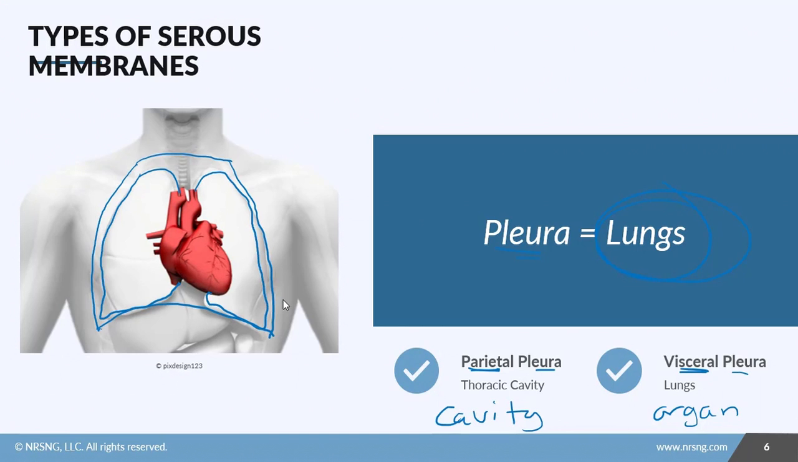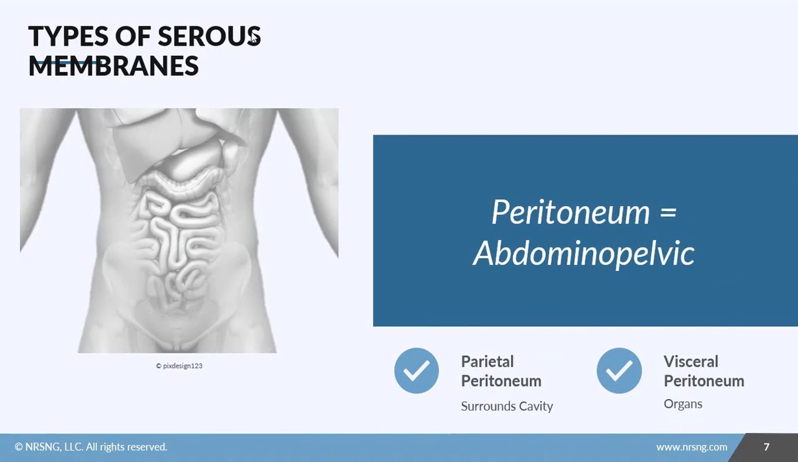Now, when you get to the breathing movements lesson in the respiratory module of this course, you'll also see that there's a fluid in here between these membranes, and that actually helps keep them stuck together so that the lungs don't collapse. That's called the pleural fluid, and it's the watery substance that these serous membranes secrete. So next is peritoneum. The peritoneum is associated with the abdominal pelvic cavity. So again, parietal means cavity. So the parietal peritoneum surrounds the abdominal pelvic cavity. So again, that goes from the bottom of the diaphragm all the way down to the top of the bladder and around the abdominal cavity. And then visceral means organ. So the visceral peritoneum covers the organs in these cavities.